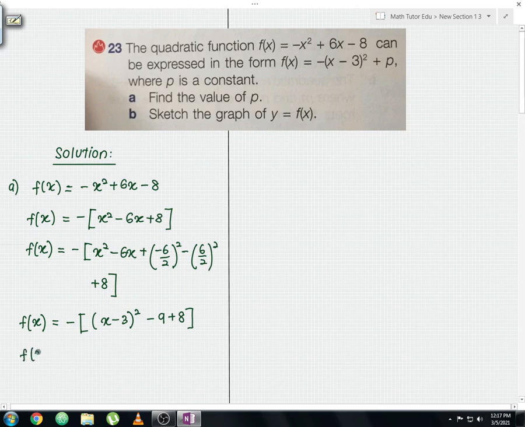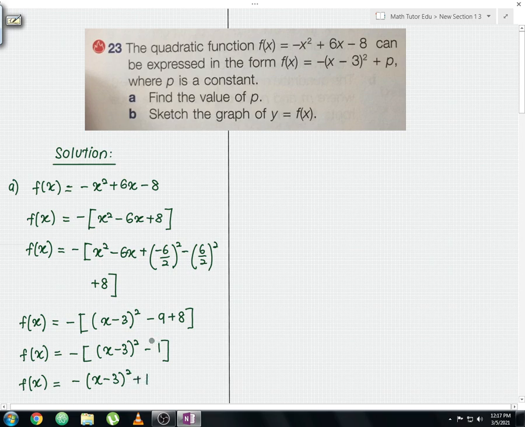So from here you get your f(x) equals negative in a bracket (x minus 3) squared, and then minus 1. Usually what the student will do is they will just leave it like this. But you should not do that. What you need to do is multiply the negative back into the quadratic function. So in this case, you should get your f(x) equals negative (x minus 3) squared, and then plus 1.